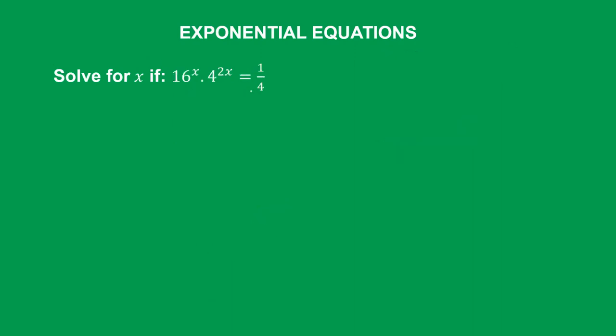And we have this one. We don't have a single power on the left hand side, so we have to combine this. Let's start by writing these bases as products of their prime factors. 16 is 2 to the power 4, then to the power x, times 4 is 2 to the power 2, to the power 2x, is equal to 1 over 2 squared.